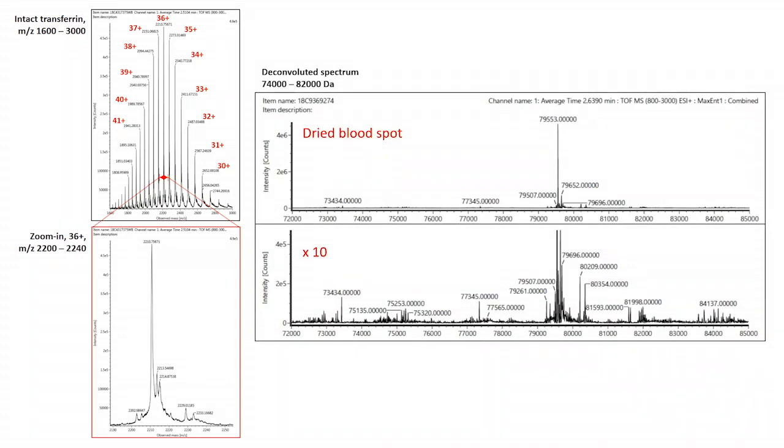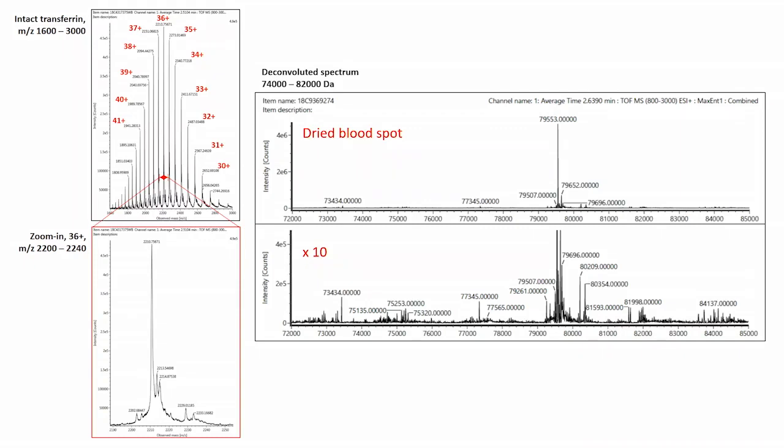So this is a dried blood spot sample, and this is what we got after the deconvolution. Of course, we can see the most abundant tetrasialo-transferrin with a molecular weight of about 79 kilodaltons. And on the bottom panel is the zoom-in region. And again, we can see a lot of the minor details, a lot of the minor peaks around here.